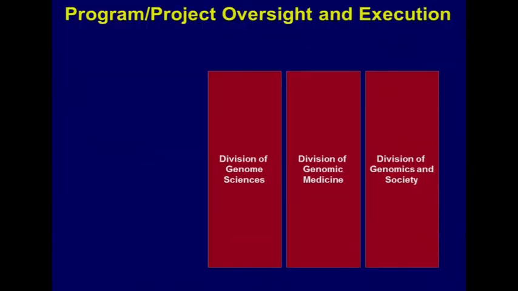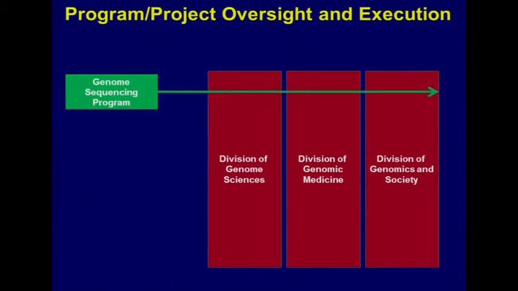Now, an issue that has frequently been discussed internally and that was raised during the public meetings related to the oversight and execution of individual extramural programs and projects in light of the new multidivisional organization of the extramural research program. So I thought I would say a few words about our plans for this. While the 3 programmatic divisions, genome sciences, genomic medicine, and genomics and society, will be organizationally separate, we plan to continue having programs and projects overseen in a highly collaborative fashion, in most cases involving staff from more than one division. For example, our flagship genome sequencing program will draw on expertise and personnel from all 3 divisions.